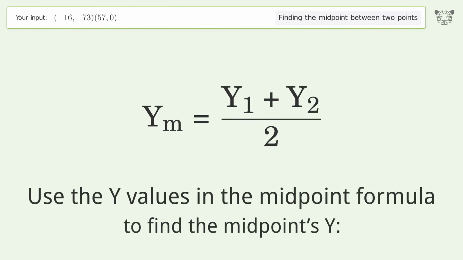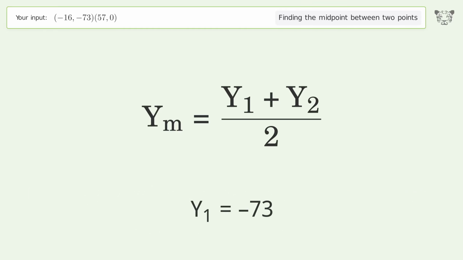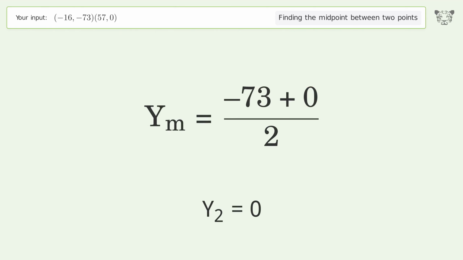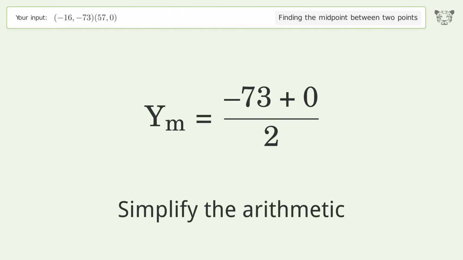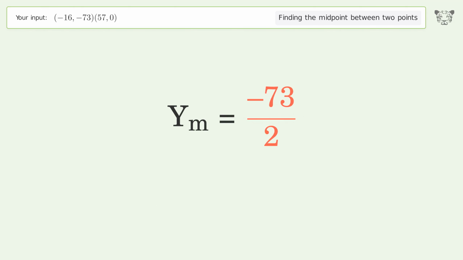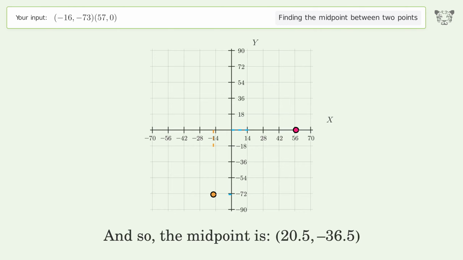Use the y values in the midpoint formula to find the midpoint's y. y1 equals negative 73. y2 equals 0. Simplify the arithmetic. And so, the midpoint is 20.5, negative 36.5.